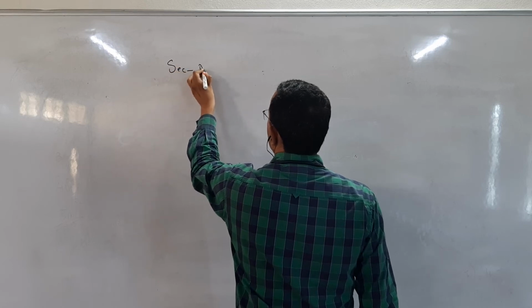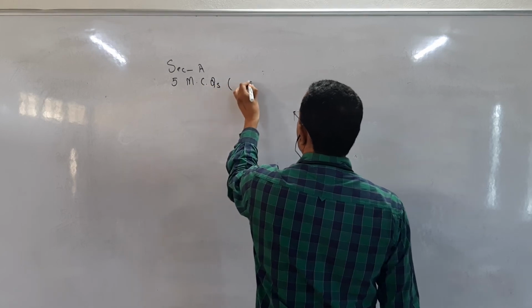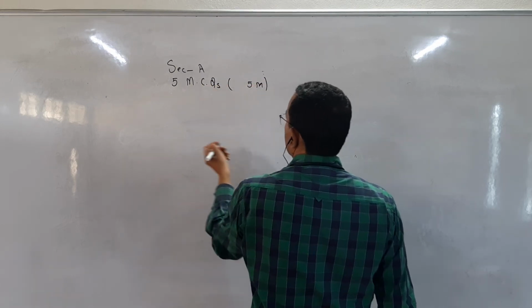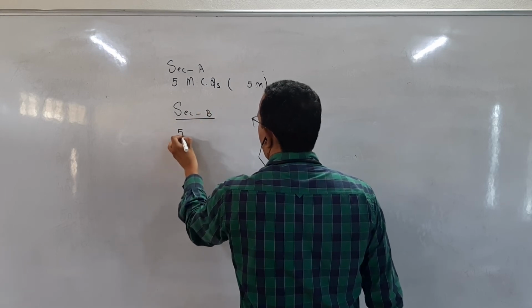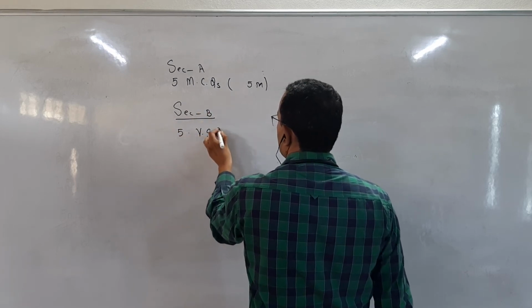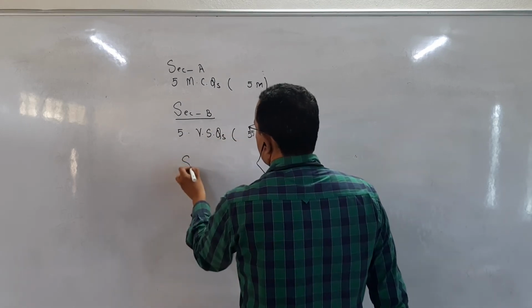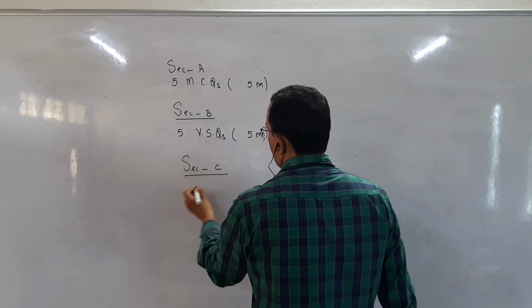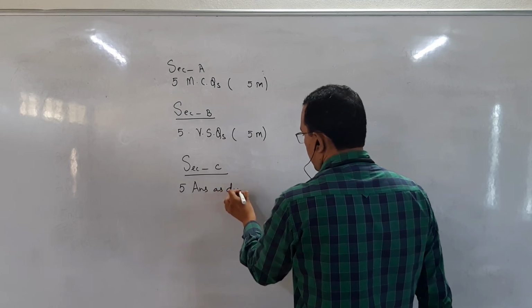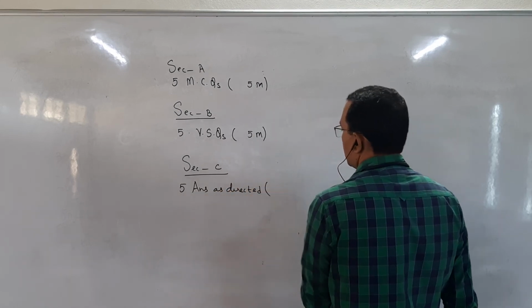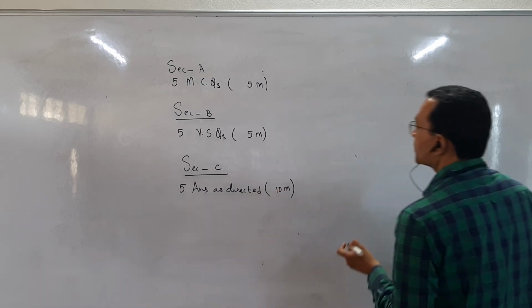Section A, 5 MCQs of 1 mark each. So this is of 5 marks. Section B, we will have 5 VSQs, very short questions of 1 mark each. Section C, we will have 5 answer as directed or answer in brief questions of 2 marks each. So this will be of 10 marks.